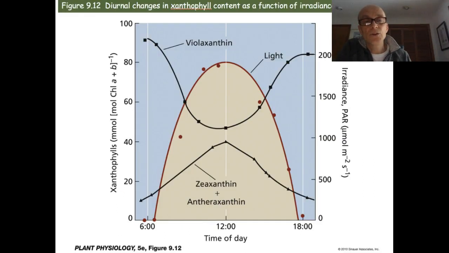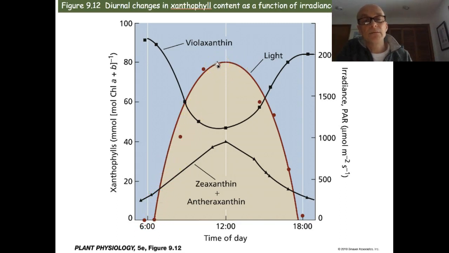And I just want to show you this figure that has xanthophylls on the y-axis. So this is the millimole amount of these xanthophylls per mole chlorophyll. So this is basically a ratio of xanthophylls to chlorophylls. Here's a time axis during the day, and then here's the amount of light that occurs. So here's sunrise, and we have no light, and then the light becomes more and more intense.